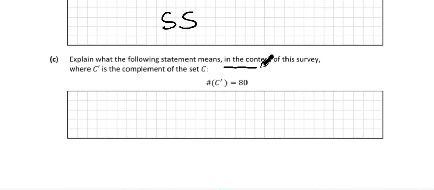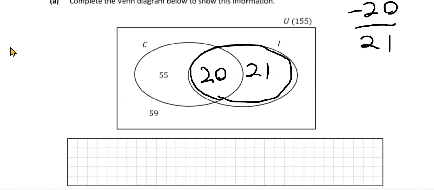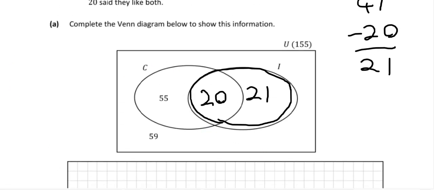see this thing here, in the context of the survey. Do you know what that means? It means relate the information so that it makes sense in the context of the survey. So, what happens is, if we add 21 and 59 together, what do we get? 21 plus 59? 80. 80 people are outside the C circle, which means 80 people do not like Chinese food.